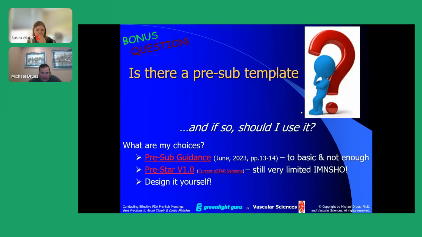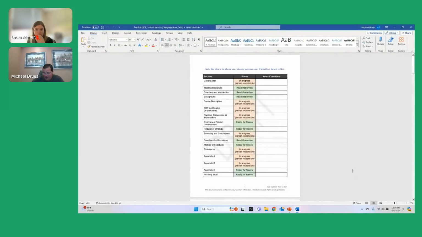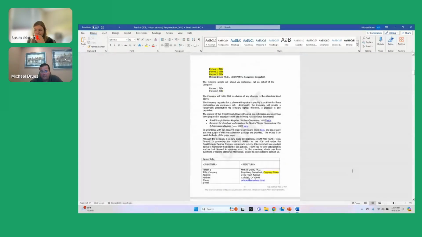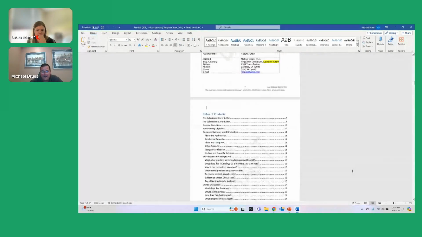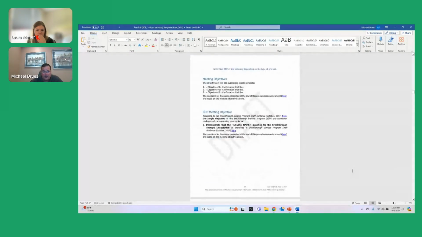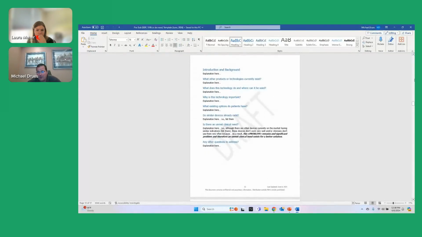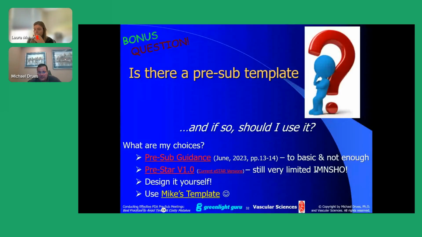You can certainly design your own pre-sub template, and that's what I've done, because over the years I've developed my own template. And here's just a quick peek at that. It has all of the different sections: the cover letter, the device description, the background of the company, the meeting objectives, and so on and so on. Because I just don't think that what's in the guidance is enough.